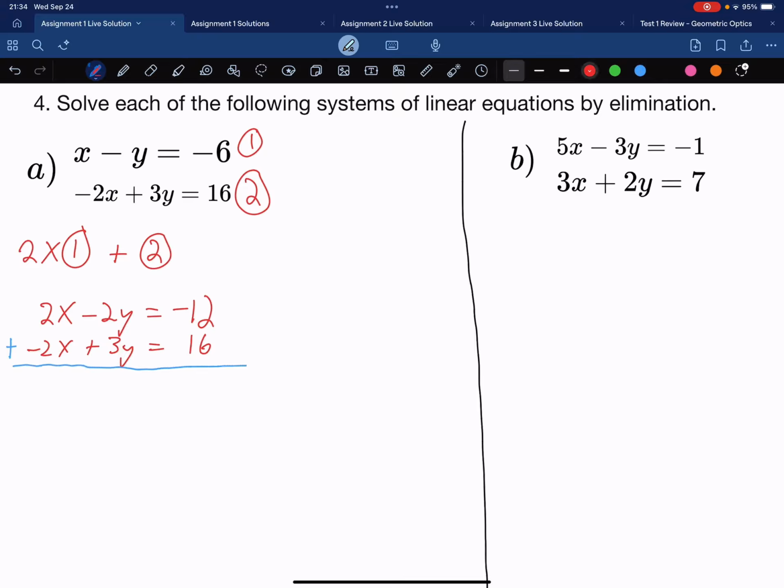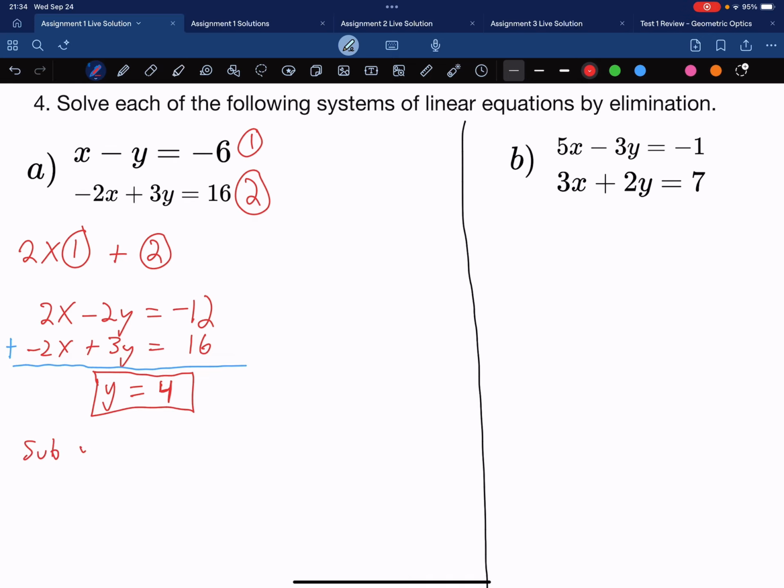Now, I did this so that my two x's would cancel out when I add these two equations together. So there, my 2x plus negative 2x just cancels out. It gives me 0x. So that's gone. In this case, I got negative 2y plus 3y. I'm going to be left with positive 1y. And negative 12 plus 16 is going to give me positive 4. So usually you have to do a little bit of rearranging and simplifying when you get to this point. But in this case, I actually got lucky. So we got y equals 4 first. So that was the elimination part of this.